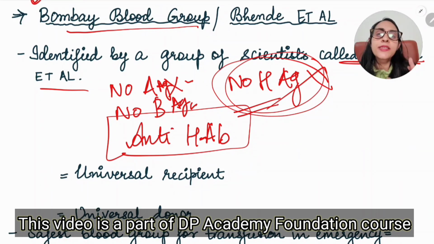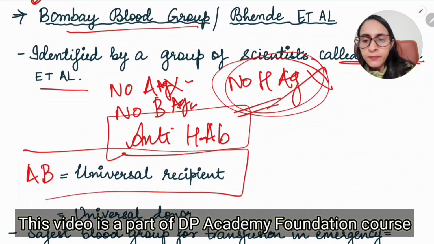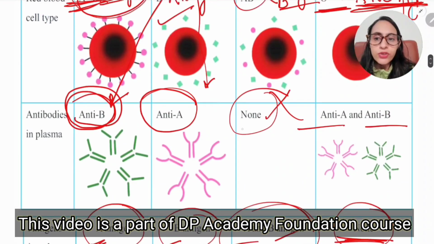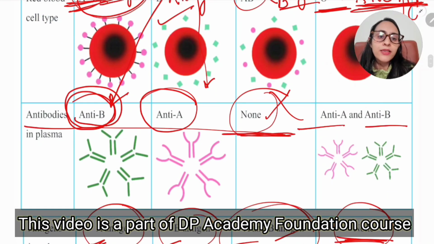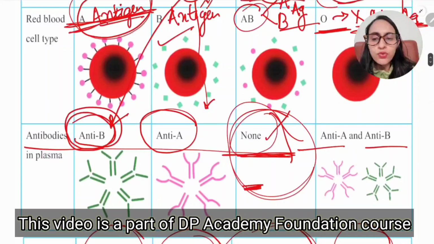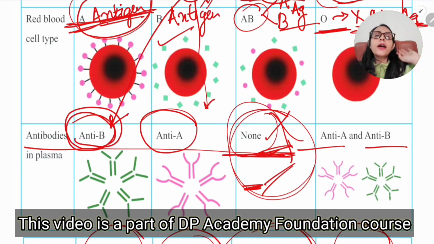What is the universal recipient that we say? Universal recipient in the blood group is AB blood group. Why do we call AB the universal recipient? Because there are no antibodies in the plasma for these blood groups. There is no antibody present in the AB blood group, and therefore they can receive any kind of blood.